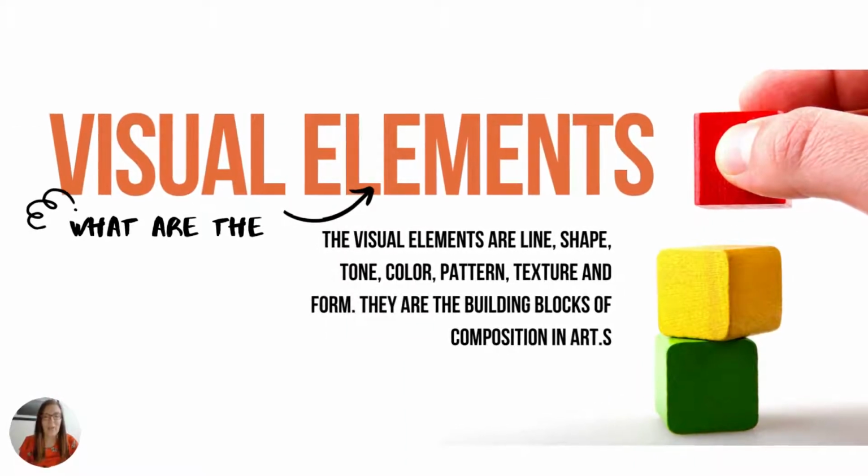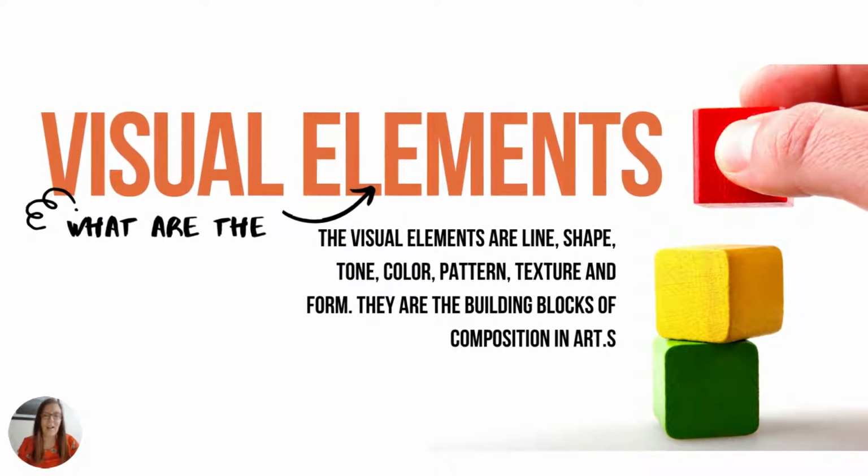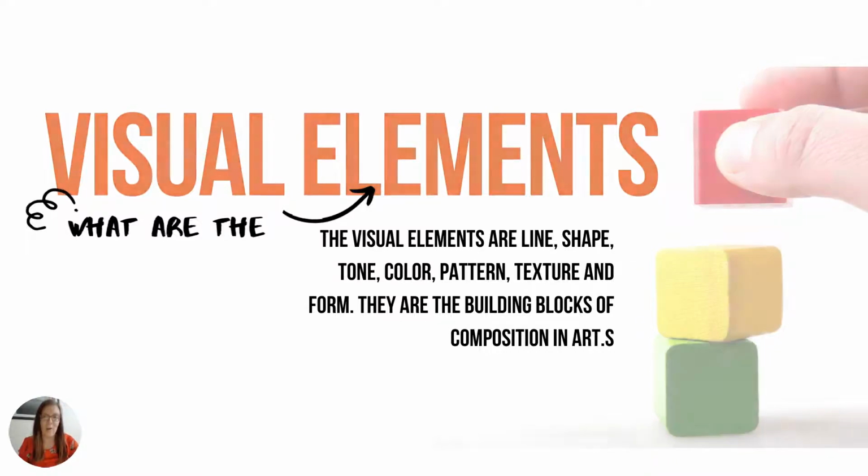So this week we're going to be looking at visual elements, and the visual elements are the building blocks of what artists use to create their artwork. There are 7 visual elements: line, shape, tone, colour, pattern, texture and form. They form the basis of every artwork, and they're the tools that the artists use to create the visual impact of an artwork.